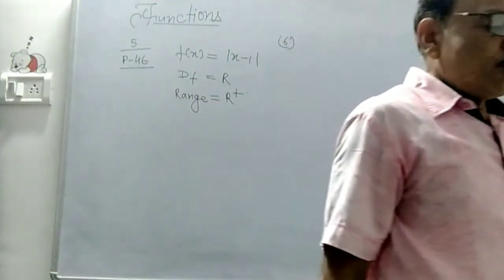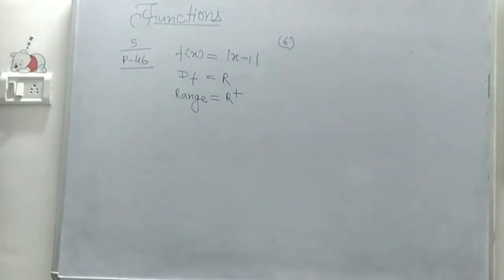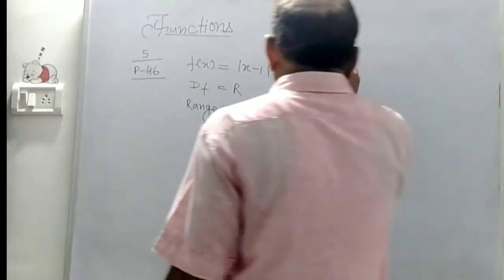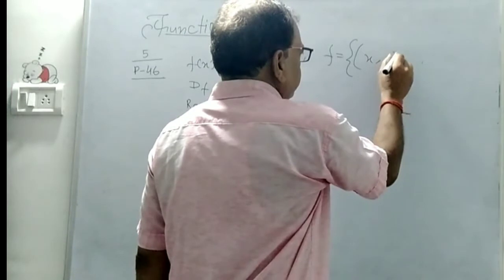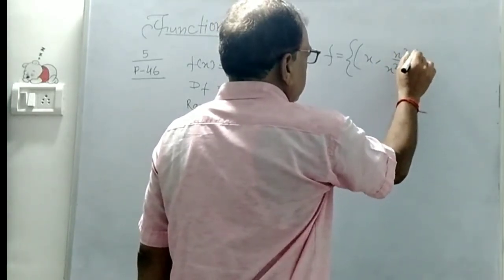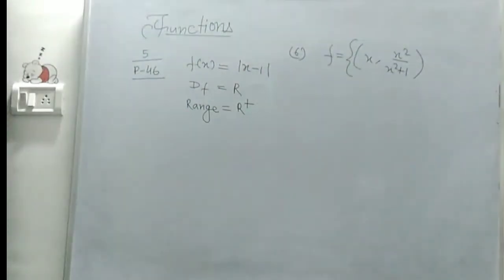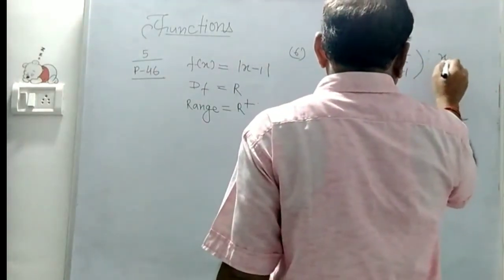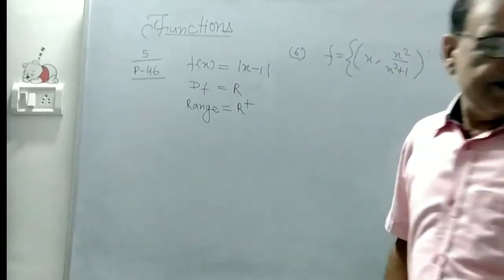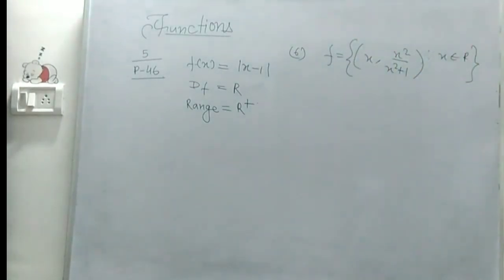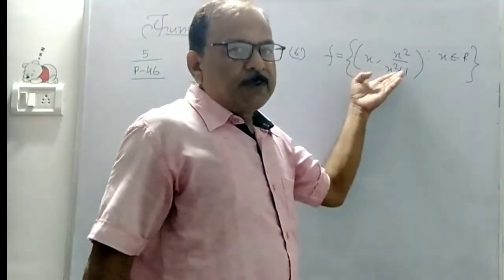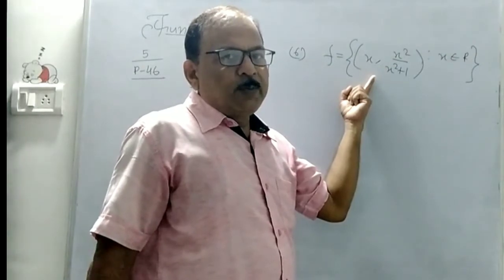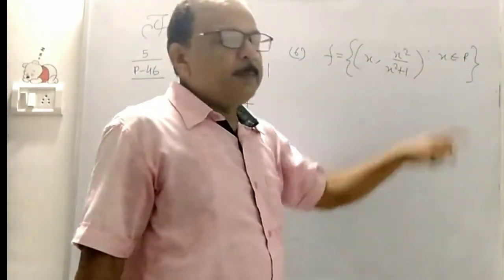Question number 6. In this question, f is a function, f(x) equal to x square plus 1, where x belongs to R, be a function from R to R. Determine the range of this function. फंक्शन दिया हुआ है x स्क्वायर प्लस 1, हमें रेंज फाइंड आउट करना है.